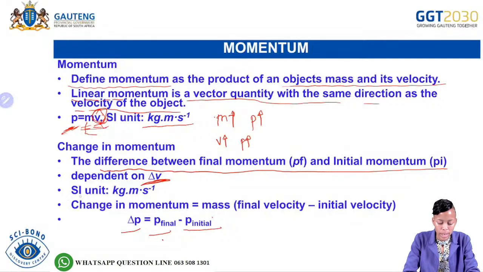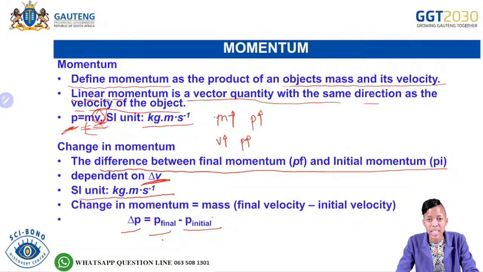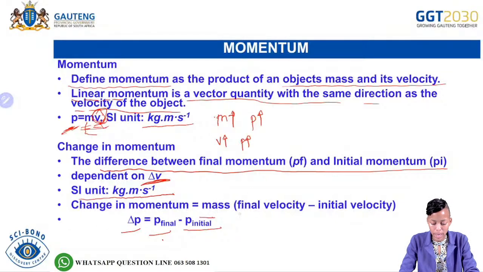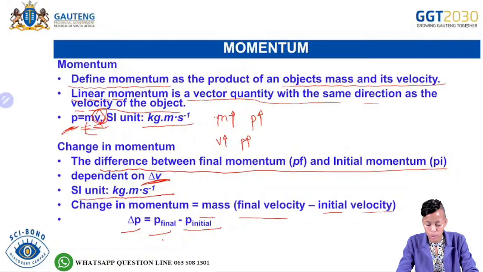Then again, the SI units of the change in momentum are also what? Kilograms meters per second. So what you need to take note of is that the SI units of the change in momentum and the SI units of momentum are exactly the same. So they are both what? Kilograms meters per second. Then it says here change in momentum would be the mass and the final velocity minus what? Minus the initial velocity.